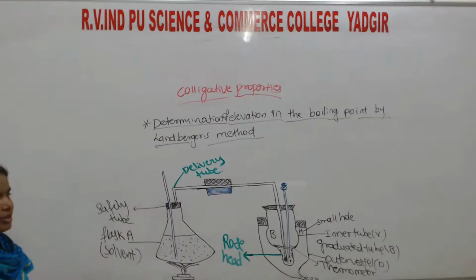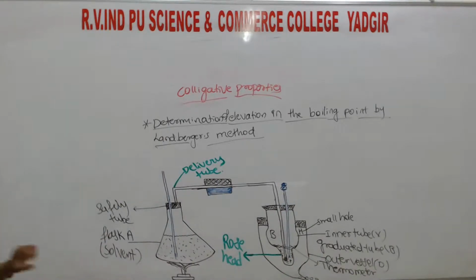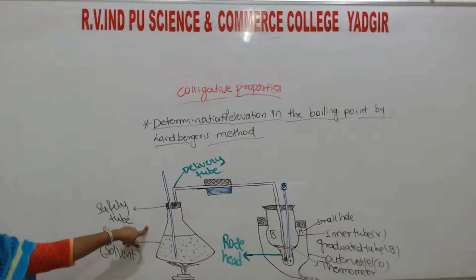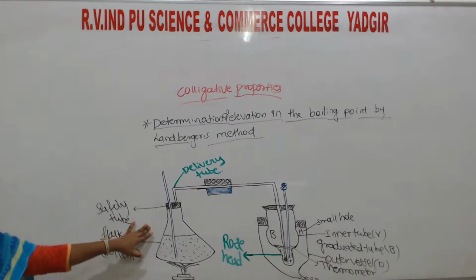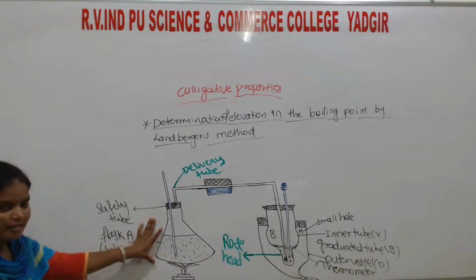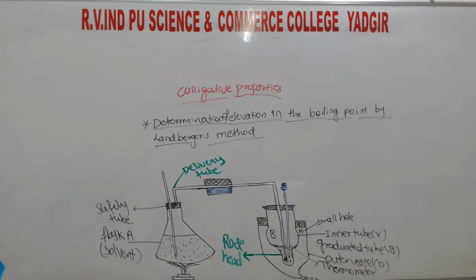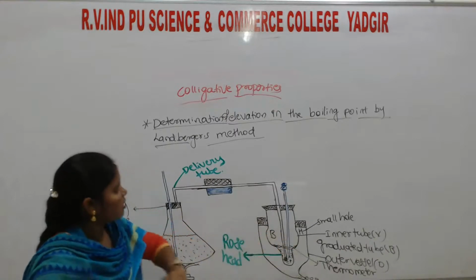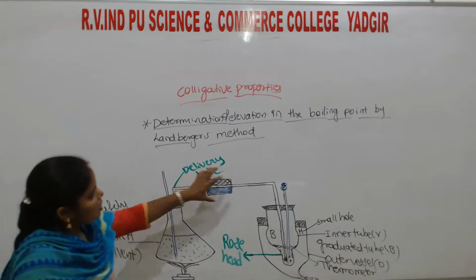This apparatus consists of a flask A. You start from here and finally end here. This is a flask A, which contains the pure solvent, and it is connected through a delivery tube to a graduated tube.